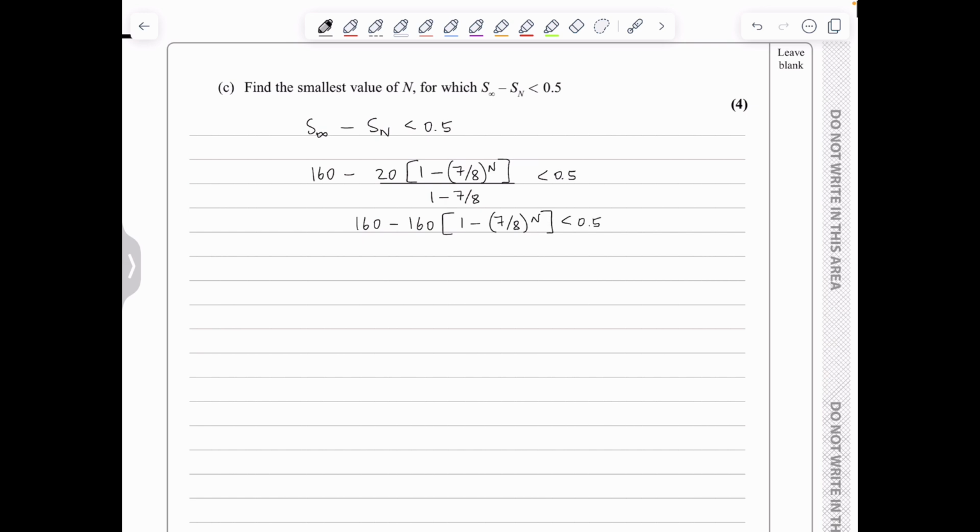And then I will collect the numbers on the left hand side. So the 160 minus the half is 159.5, which is less than 160 times 1 minus 7 over 8 to the power of capital N. I will divide both sides by 160, which gives me 319 over 320 being less than 1 minus 7 over 8 to the power of capital N, which takes me to 7 over 8 to the capital N being less than 1 over 320. I will now proceed by taking logs of both sides.